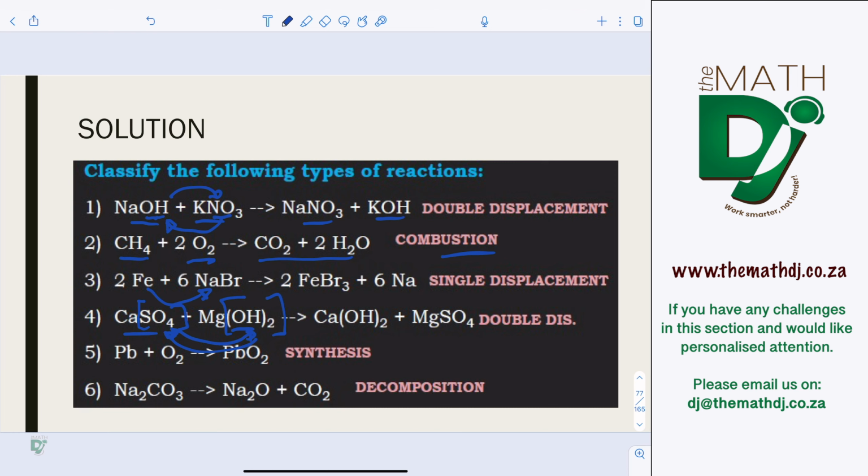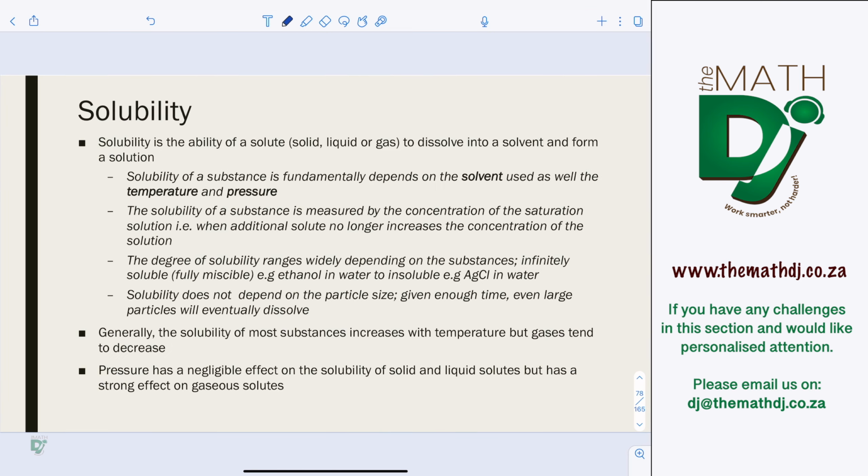So synthesis is the next one, because 2 substances are combining to form one. So this is a synthesis. Then a decomposition is 1 substance dissociating into 2 substances. So this is a decomposition. So sometimes you might be asked to classify them in multiple choice, and sometimes in other types of questions. So solubility.